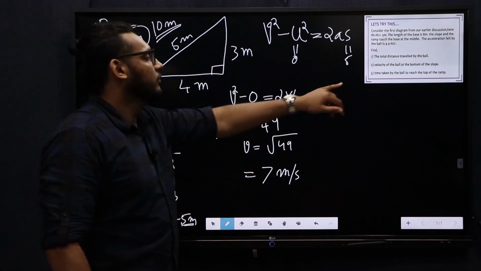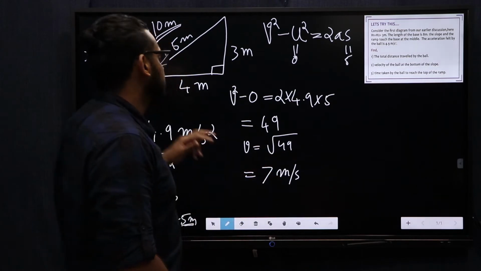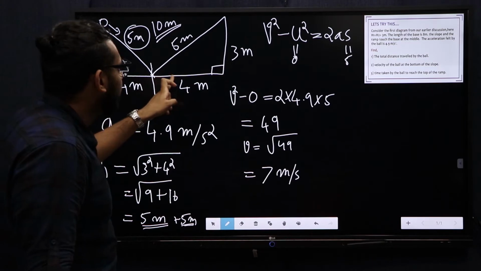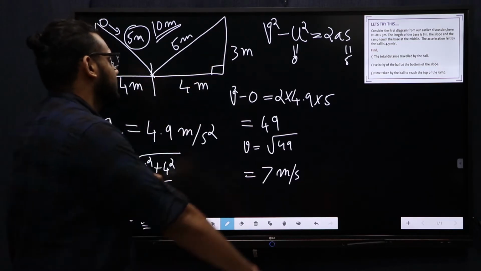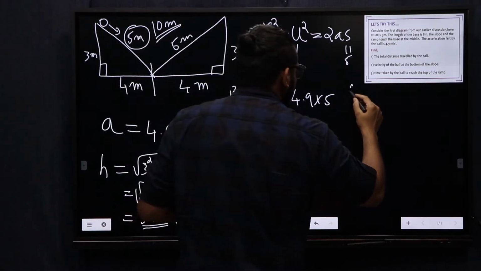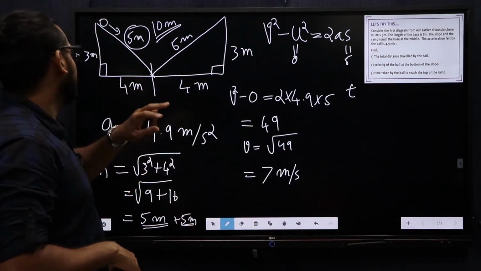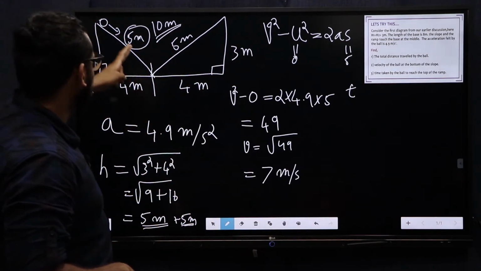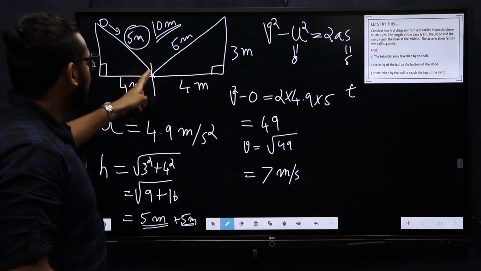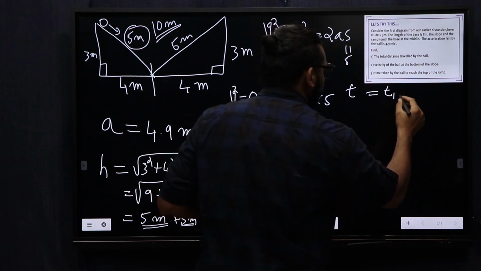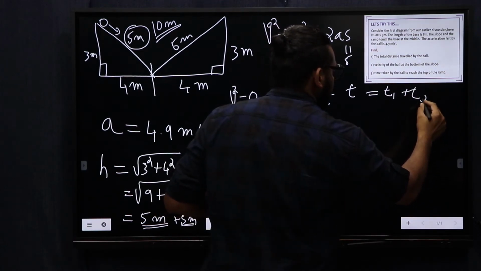Now, we have to find the time taken for this ball to go from the top of this slope down to the bottom, then go all the way to the top of the ramp. So that is, we have to find the time t. Now, this time t can be split into two parts. That is the time taken from the top to the bottom and the time taken from the bottom to the top. That is equal to t1 plus t2.